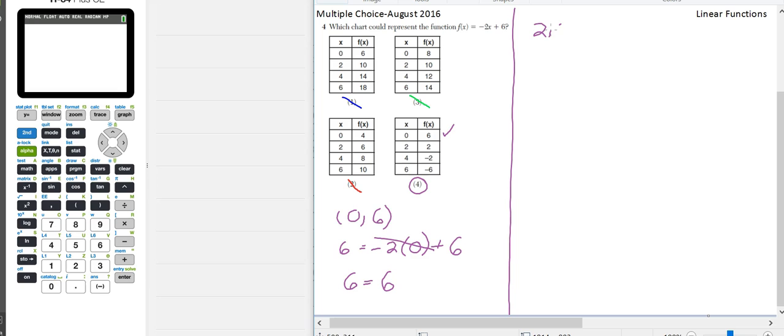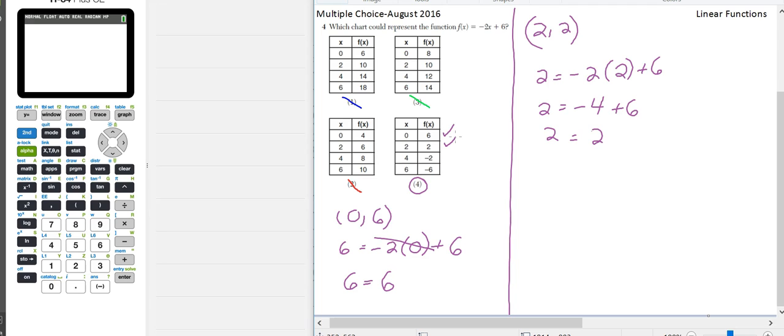Next we have 2, 2. Let's plug that in. For f of x, we have 2 is equal to negative 2, and our x is also 2, plus 6. Is 2 equal to negative 2 times 2, which is negative 4, plus 6? 2 is equal to negative 4 plus 6, which is 2. Since 2 is equal to 2, the next set of coordinates also works.